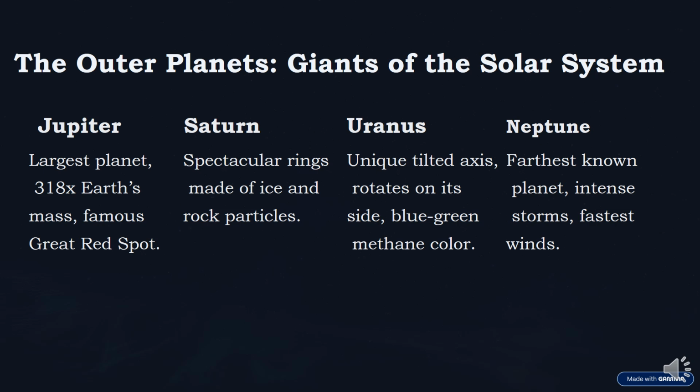The outer planets, giants of the solar system. What we have to know about the outer planets. First of all, what are the outer planets? Outer planets are characterized by the following features. Outer planets are very large in size. We can take an example: the largest planet in our solar system is Jupiter.